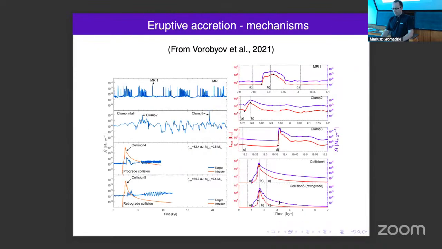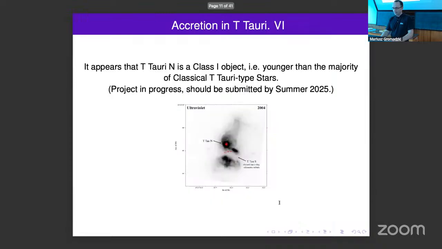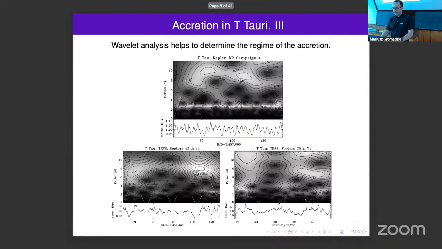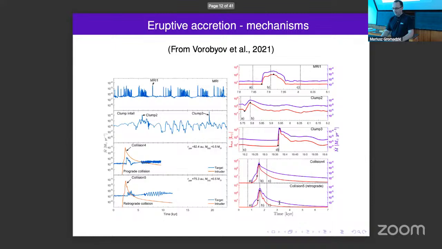But from time to time, this quiescent stage is disturbed by some instabilities in the disk, either magneto-rotational instability or clump impact to the disk, or collision. I mean, in this sense, sometimes stars are formed, usually in pairs, and during close periastron passage, one component is disturbing the mass flow in the disk of the other star, and vice versa.